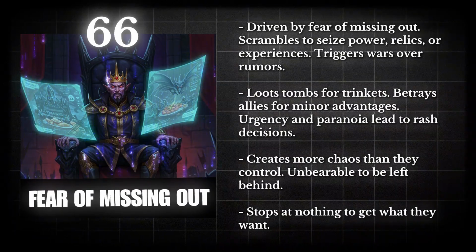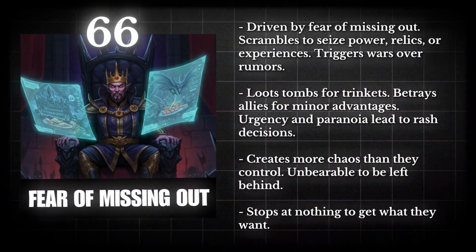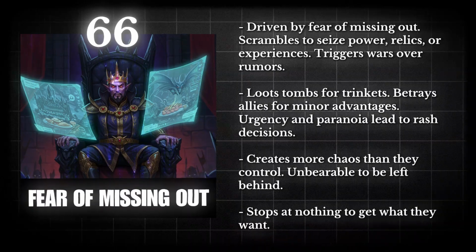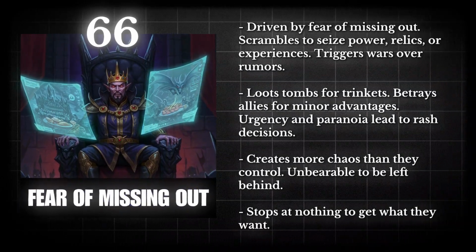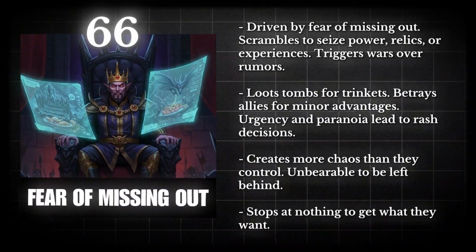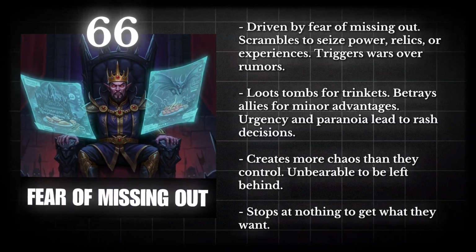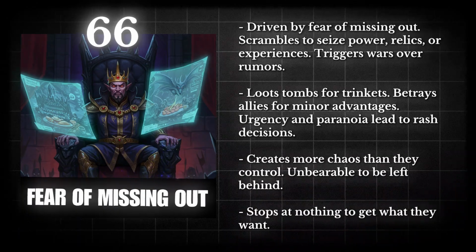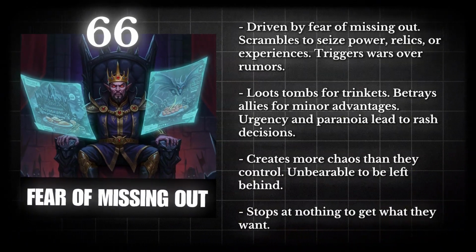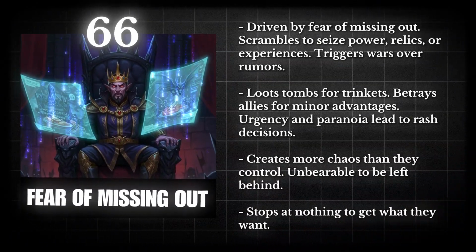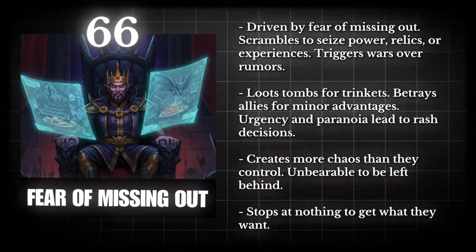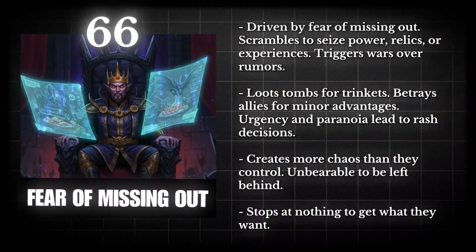66. FOMO, or the fear of missing out. The villain is driven by a relentless fear of missing out. They scramble to seize power, relics, or experiences before their rivals can. They trigger wars over rumors, loot tombs for trinkets, and betray allies for minor advantages. The constant sense of urgency and paranoia lead to rash decisions, resulting in more chaos than they can control. Being left behind to them is unbearable. They'll stop at nothing to get what they want, no matter the cost.